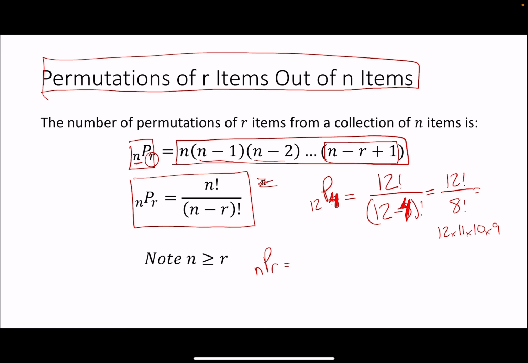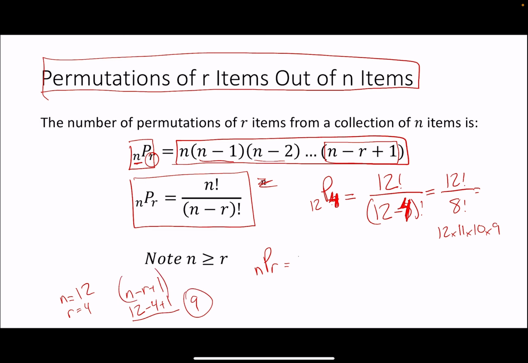So let's take a look at that. If n equals 12, and we're choosing 4, then what does n minus r plus 1 equal to? Well, that's equal to 12 minus 4 plus 1, which is equal to, what's 12 minus 4? 8 plus 1 is 9, right? So that's my last term. That there is my last term.